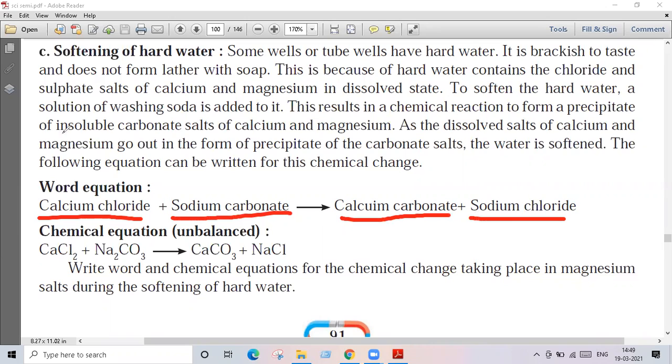To soften hard water, what do we do? We add a solution of washing soda to it. So this results in a chemical reaction to form a precipitate of insoluble carbonate salts of calcium and magnesium. Getting it?